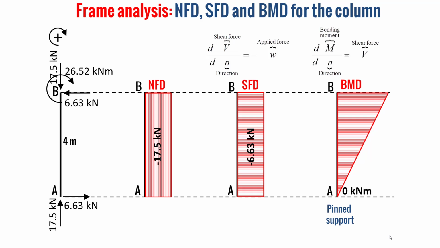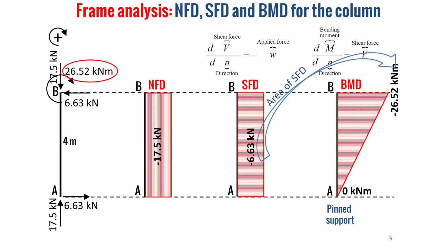And the maximum value of the bending moment in the neighborhood of the point B will be the area of the shear force diagram, which will give minus 26.52 kilonewton meter. And don't forget, we have a positive bending moment of 26.52 kilonewton meter. So the bending moment, at the point B, will decrease drastically to 0 kilonewton meter.